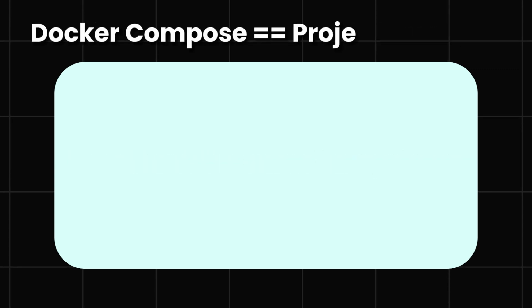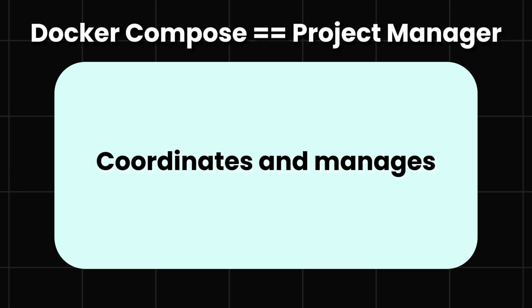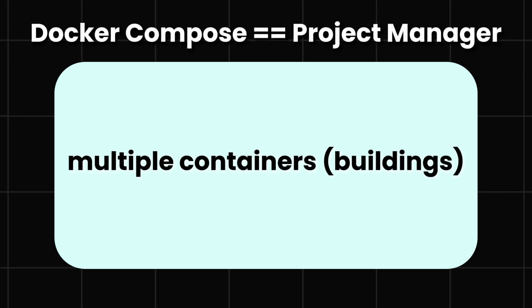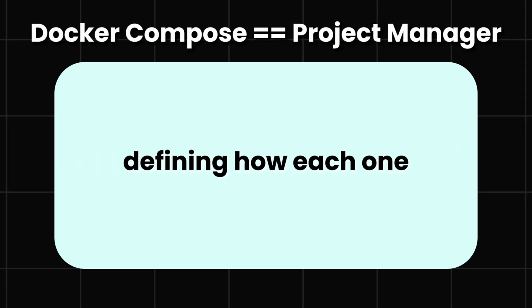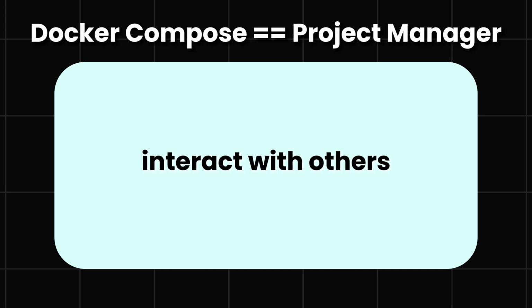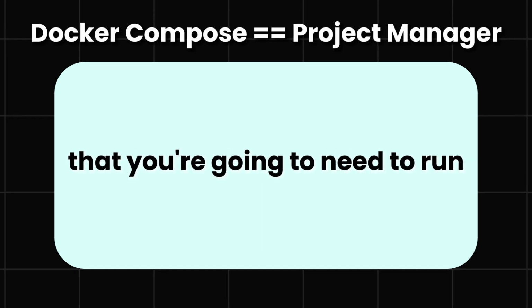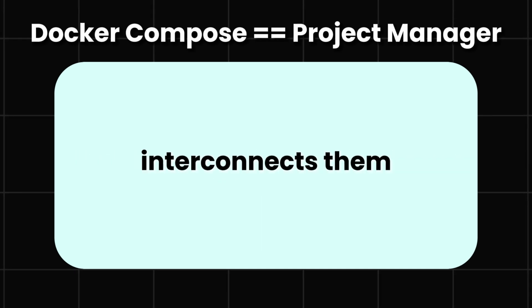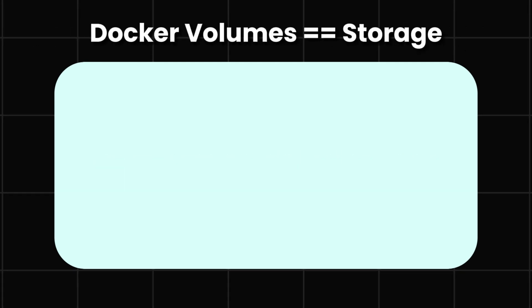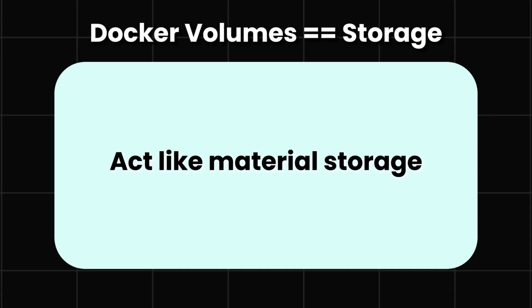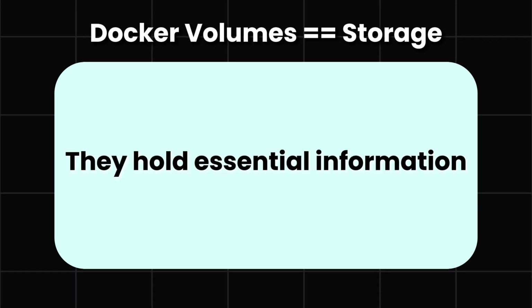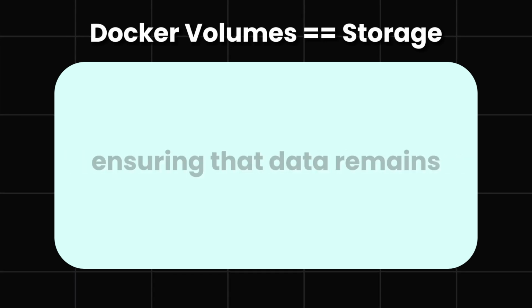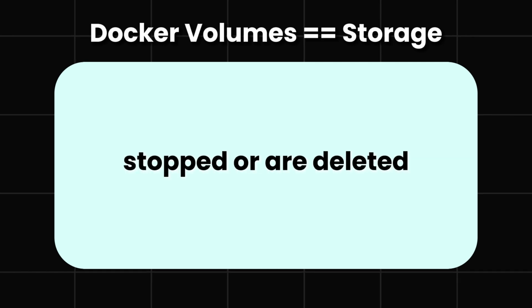Then we have the Docker Compose, which is like a project manager. So the Docker Compose coordinates and manages multiple containers, these buildings, to ensure they work together smoothly, defining how each one should be configured and interact with others. It has all the services that you're going to need to run your application and interconnects them using networks, as you're going to see later. And the Docker volumes, akin to a storage. So Docker volumes act like material storage or utility rooms, providing persistent data storage. They hold essential information, ensuring that data remains intact even after the containers have stopped or are deleted.